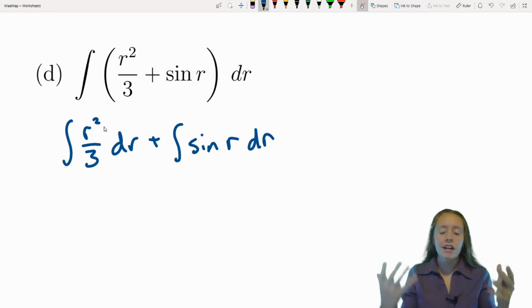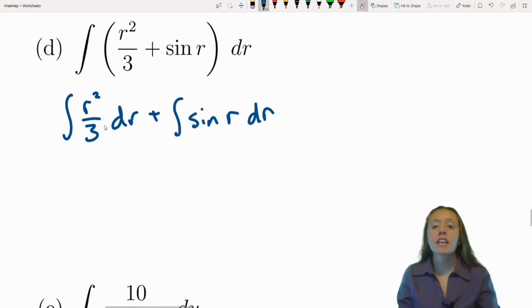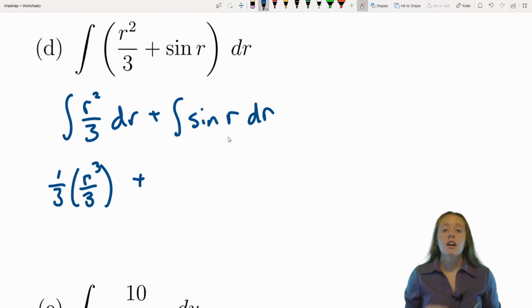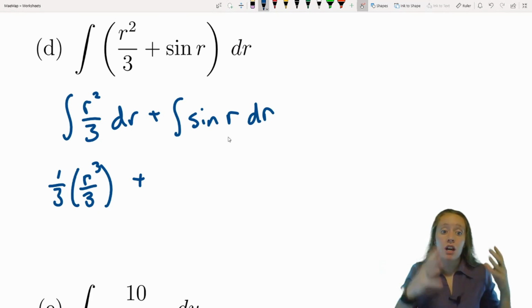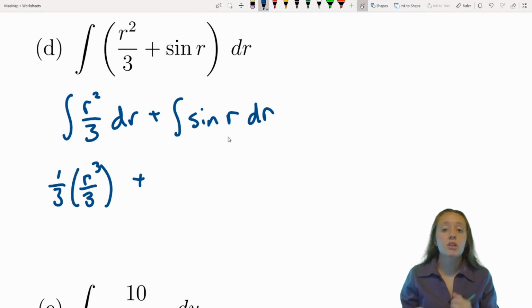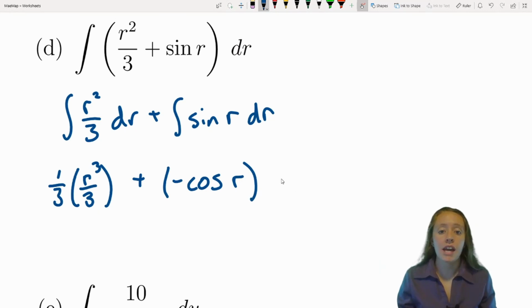But because I already have it written out, I'll just go ahead and leave it. So integrating r squared over 3, that's 1/3 times the integral of r squared, which goes to r cubed over 3. And then integrating sine of r, if we have a positive sine of r, what trig function of r gives us a positive sine as the derivative? That's going to be a negative cosine of r. So integrating sine of r is a negative cosine of r, and we can't forget our plus c.